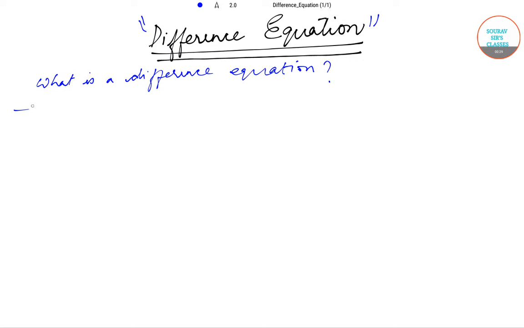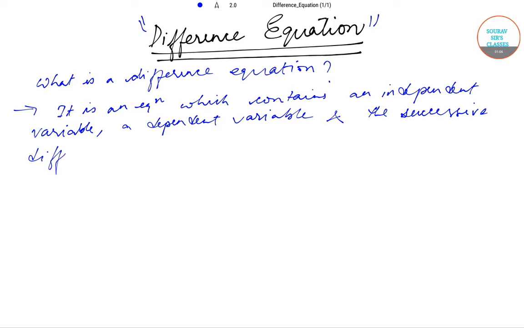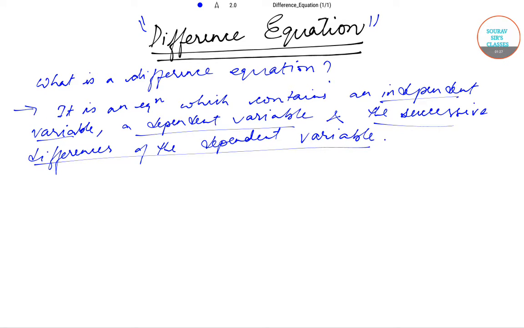So a difference equation is basically an equation which contains an independent variable, a dependent variable, and the successive differences of the dependent variable. So these are the three things that a difference equation consists of. It consists of an independent variable, a dependent variable, and the successive differences of the dependent variable.